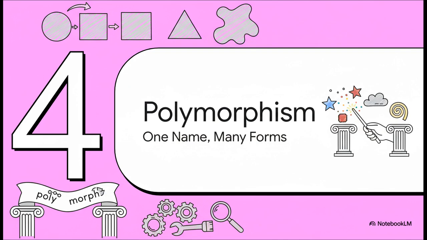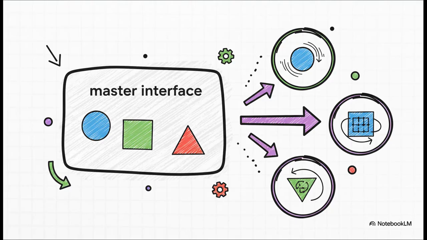And that brings us to our fourth and final pillar, which is probably the most powerful and, well, coolest concept in all of OOP: polymorphism. I know it sounds really complex, but its Greek roots tell you everything you need to know. Poly means many, and morph means form. One name, many forms. So in the real world, this means you can ask different objects to perform the same action, and they'll each do it in their own unique way.